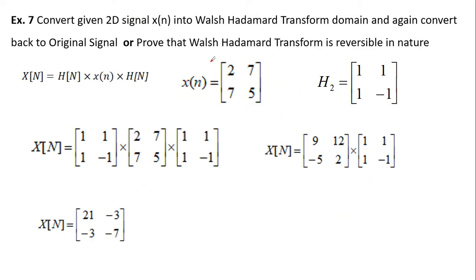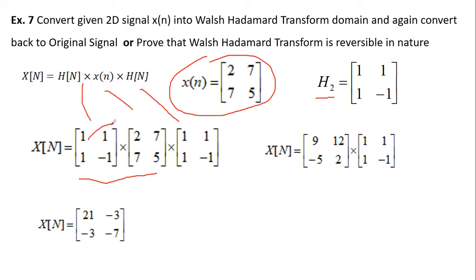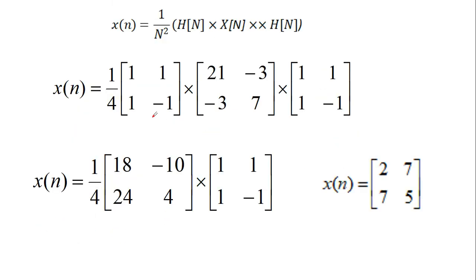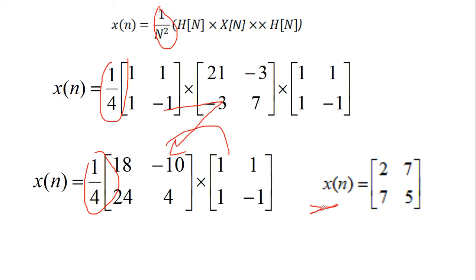Now in this example, the size of the matrix is 2 by 2, so we are using H of 2. We have to check which order of H matrix to use based on our input signal. The formula is the same, that is H of n into X of n into H of n. We multiply this and we get this, and in the reverse operation we use 1 by n square. Here n is 2, so 1 by 4. When we multiply these two we get this result, and with this multiplication and into 1 by 4, we get the original signal back again.